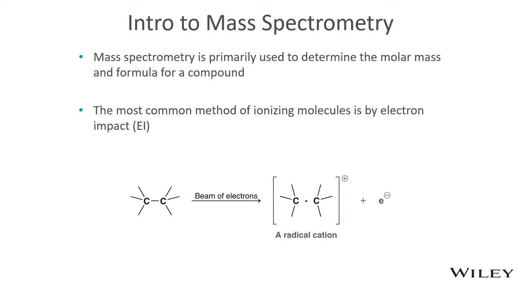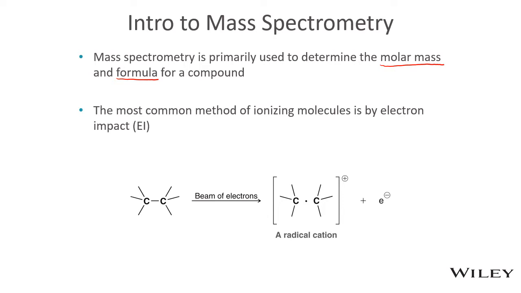Mass spectrometry, or mass spec, is primarily used to determine the molar mass and molecular formula for a particular compound. As we'll see later on, it can also give hints as to the structure of a molecule. Mass spec is usually used in combination with other types of spectroscopy, such as IR and NMR, that we'll use later on. It's very rarely used all by itself.